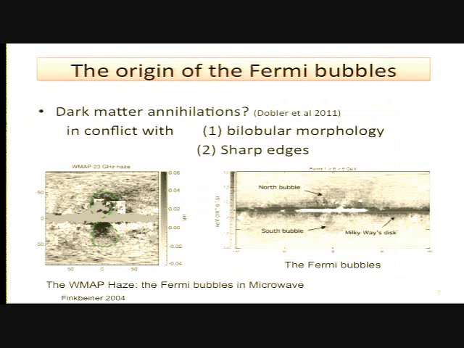Originally, these bubbles were seen in microwave by WMAP in 2004. At that time, the microwave data was actually not as good as gamma ray, so they didn't know there were 2 bubbles. Originally, people thought there was just 1 bubble, just the microwave excess towards the galactic center. So people originally thought it was synchrotron or dark matter annihilation. Now if you look at the gamma ray, this morphology and the sharp edges, clearly you can say probably these are not dark matter annihilation.